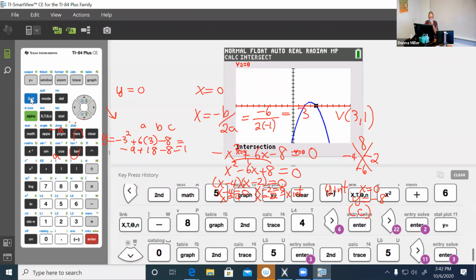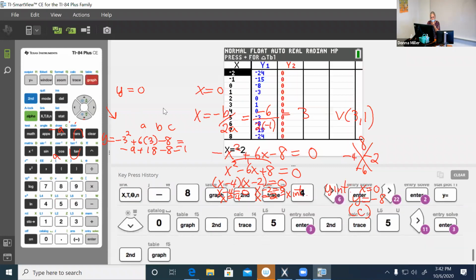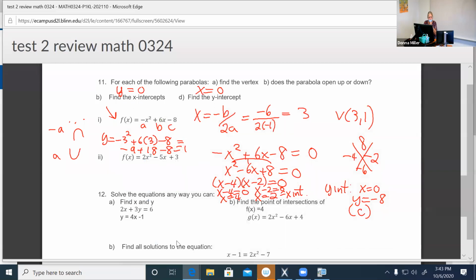The y-intercept, I could always go to the table as well, right? When the x is 0, y is -8, right? You can see there's a 2, 0 and 4, 0, right? There's your x-intercepts, sorry. Okay. So there's lots of options. Don't be afraid to use the graphing calculator. I would encourage you to.